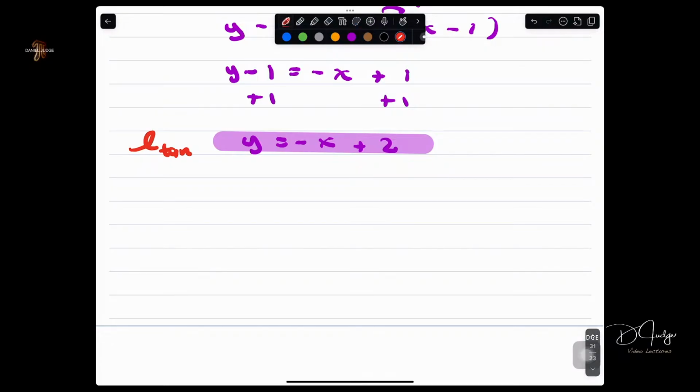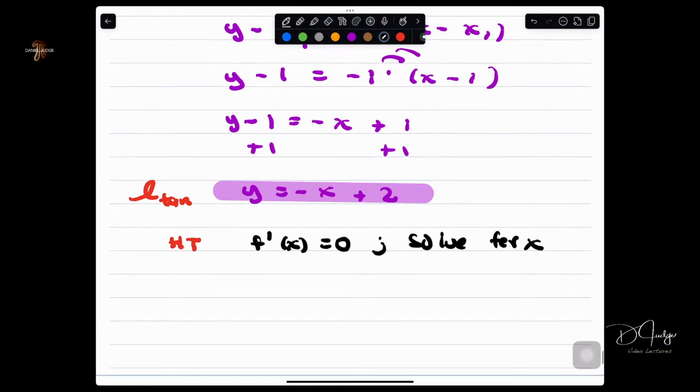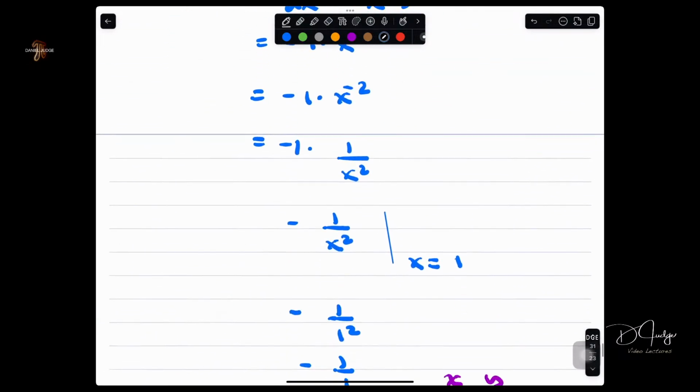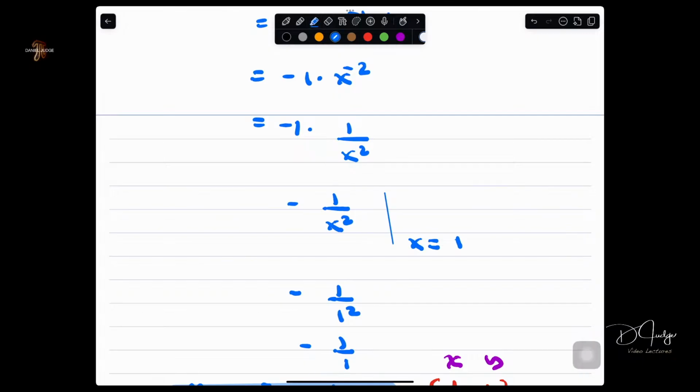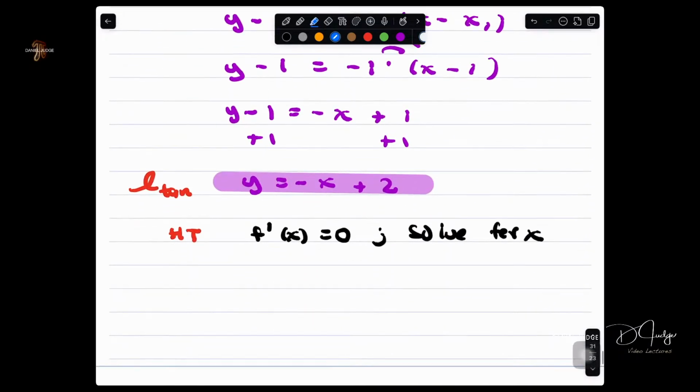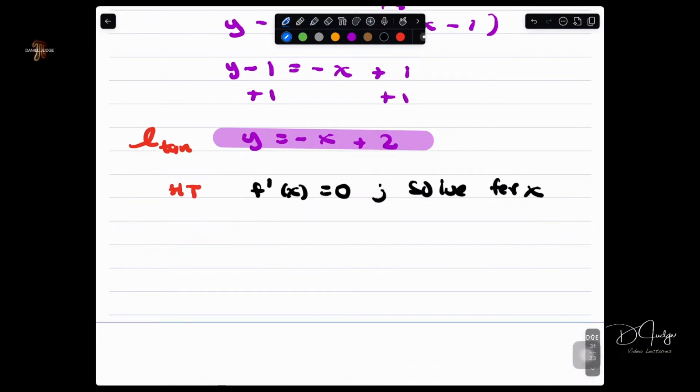Where are the horizontal tangents? Set the derivative of the function equal to 0, and then you solve for x. So the derivative, go back here, is right in here. This is the derivative of the function. Negative 1 over x squared is the derivative. So we're going to set this equal to 0. Negative 1 over x squared is 0.